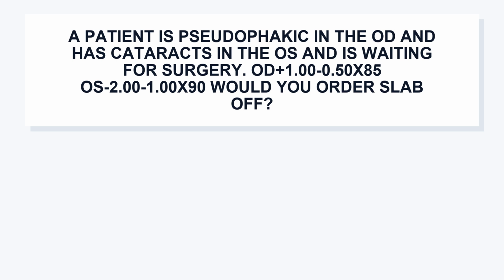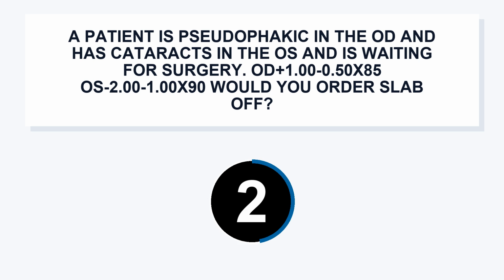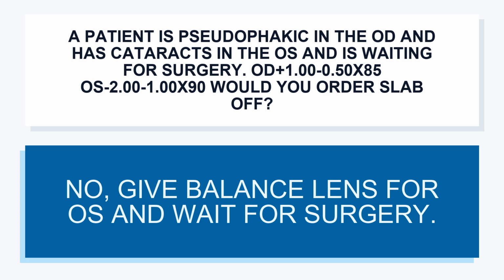A patient is pseudophakic in the OD and has cataracts in the OS and is waiting for surgery. OD plus 1.00 -0.50 x 85, OS 2.00 -1.00 x 90. Would you order slab off? No, give balance lens for OS and wait for surgery.